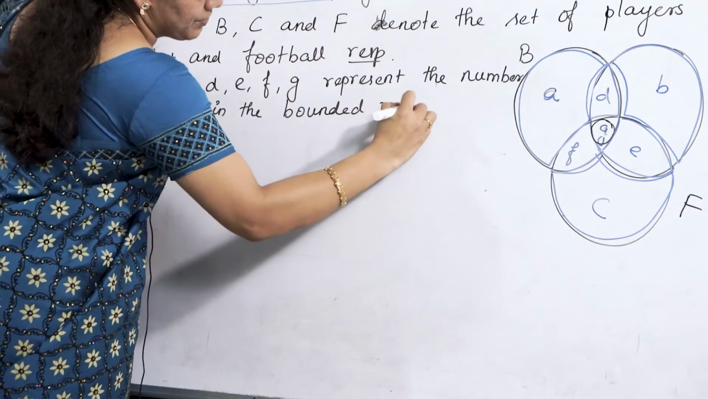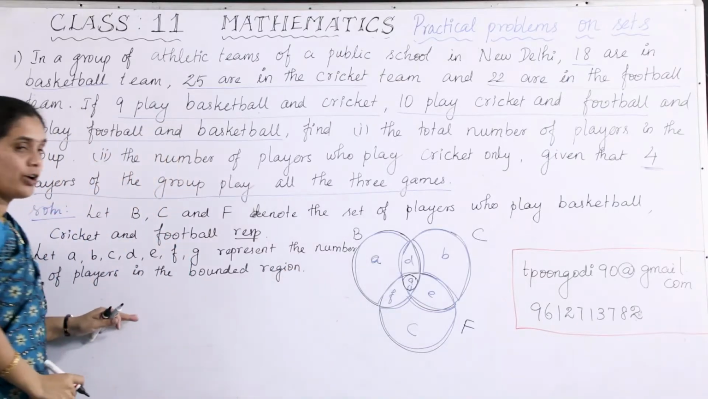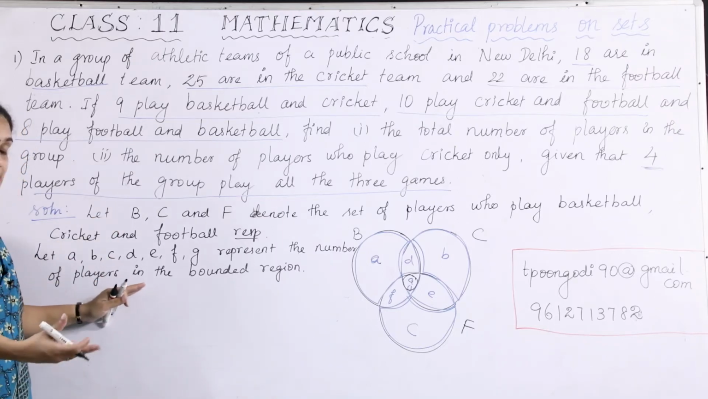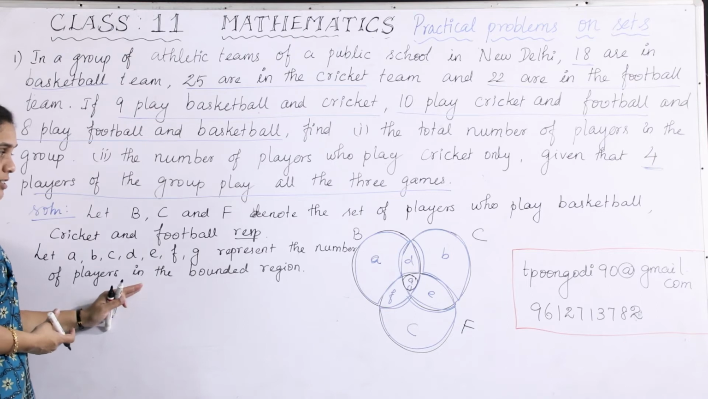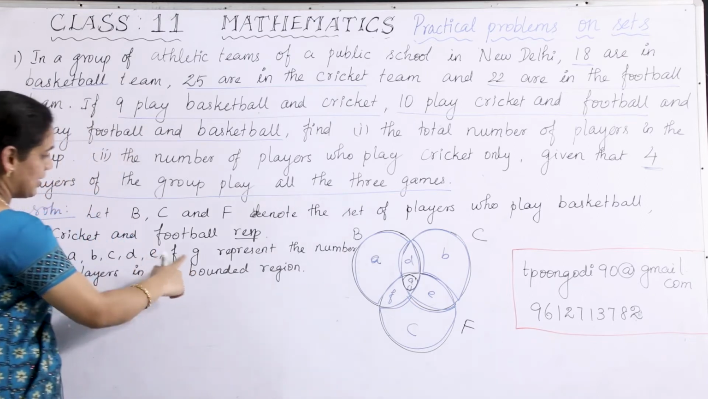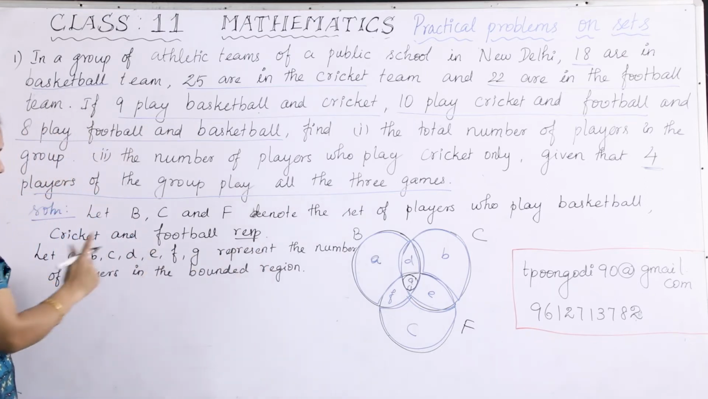In the bounded region. See, for your board exam, it is compulsory to write this assumption. For competitive exams, you don't need to show all these calculations. But for board exams, it is a 6-mark question, so you have to write all the steps. No jumping steps. A, B, C, D, E, F, G represent the number of players in the bounded region.